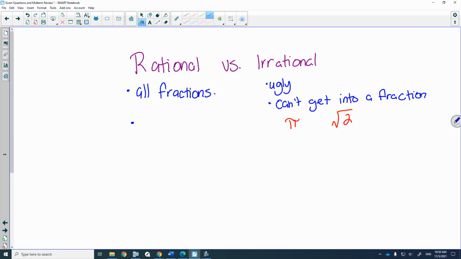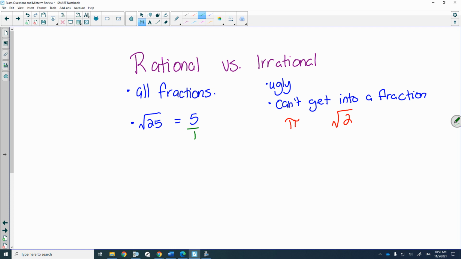Can somebody tell me, why is the square root of 25 rational if the answer is 5 and it's not a fraction? Yes, you put it over 1. That's really 5 over 1.